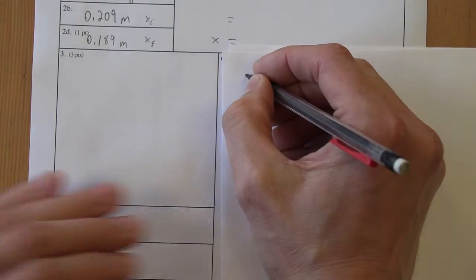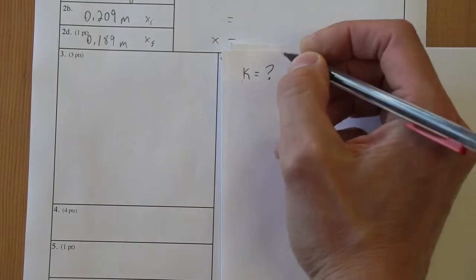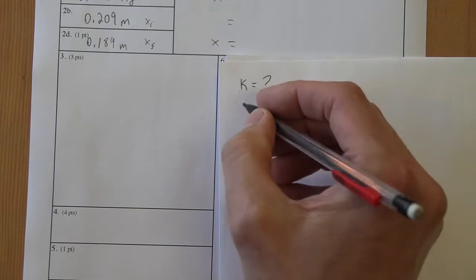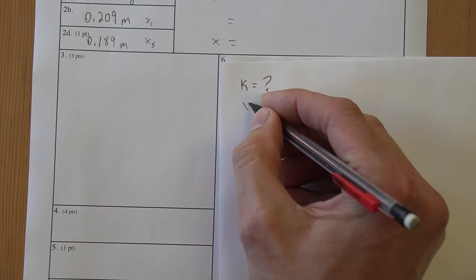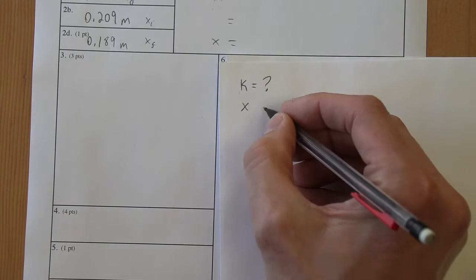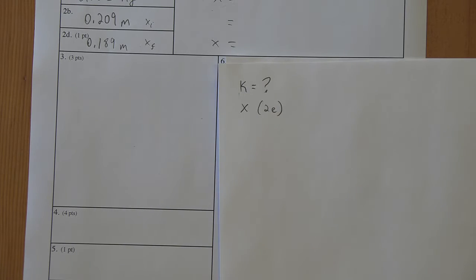Okay, so this is what we're looking for. We're looking for the spring constant K. Now, here are some things that we've determined already in this lab. We determined the spring displacement X, so that's in 2E. And then you also know something else.